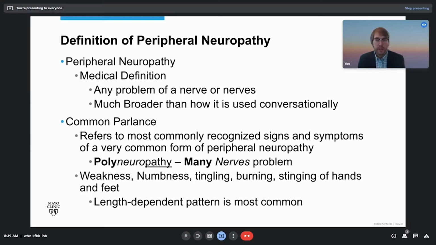And generally speaking, the most commonly recognized pattern of neuropathy is what's called a length-dependent pattern. This is where the toes may be affected first because they come from the longest nerves. And so when people complain about their feet, they may have a polyneuropathy.